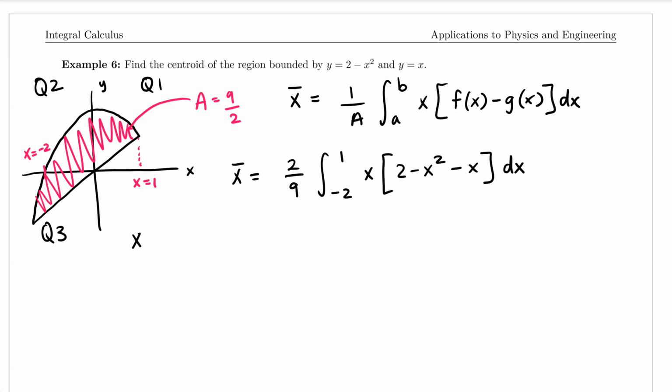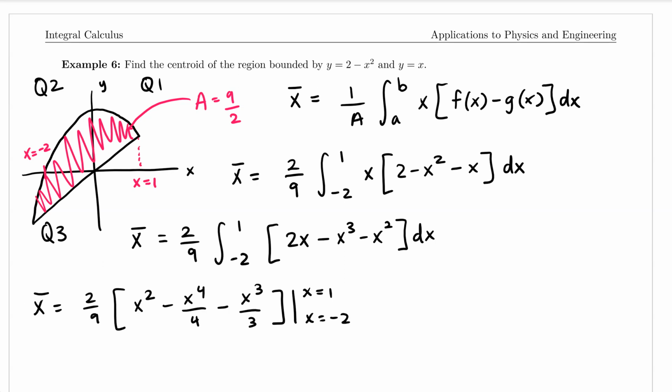So let's go ahead and distribute the x in. I went ahead and I took the antiderivative of that polynomial in our integrand. And again, for the sake of time, I'm just going to tell you that if you evaluate this, it ends up simplifying to -1/2.